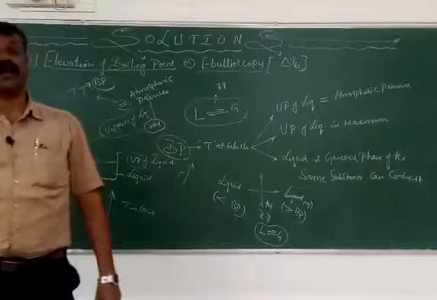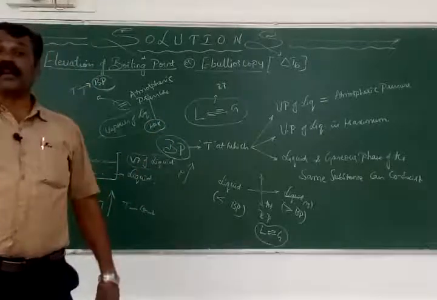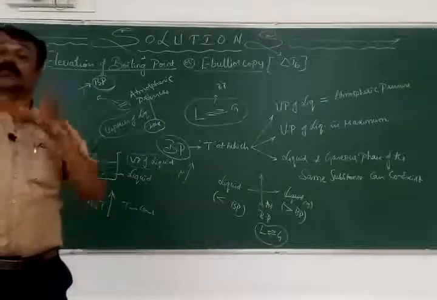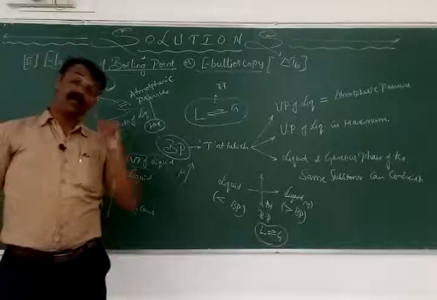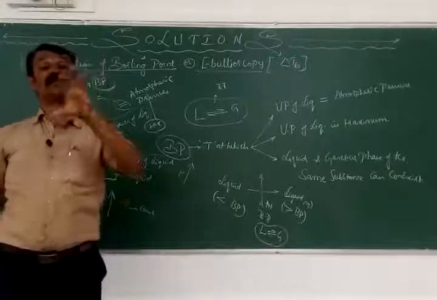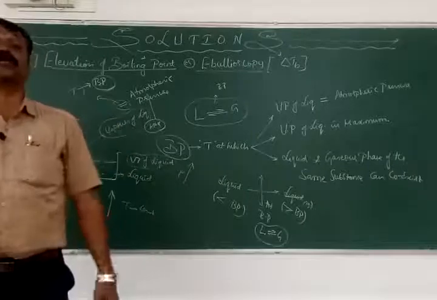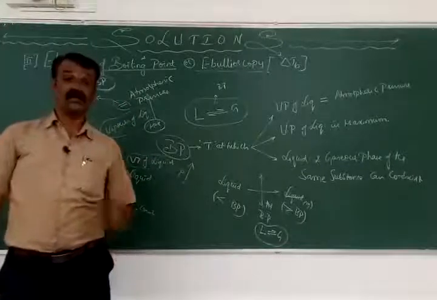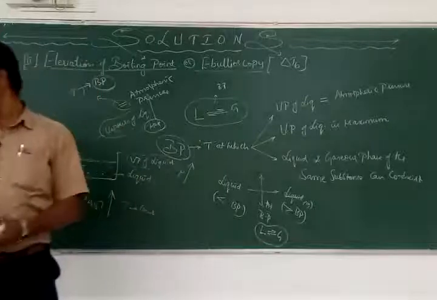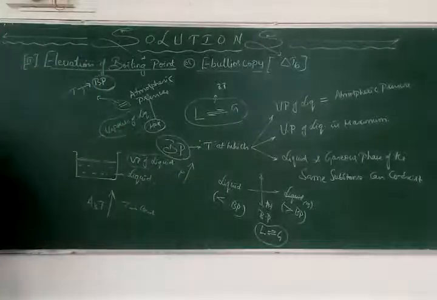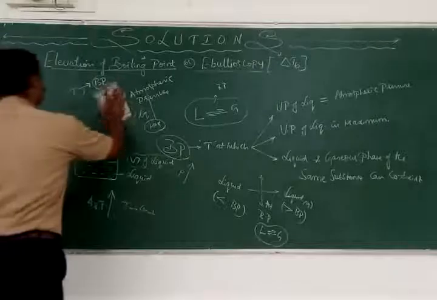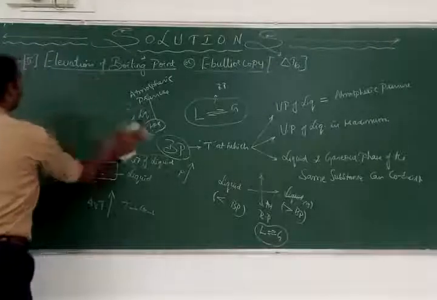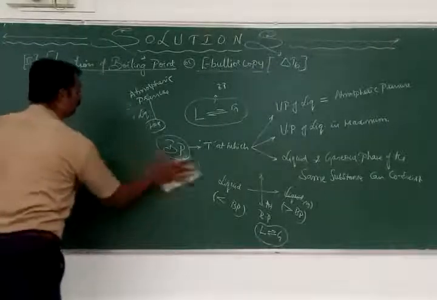Then what is the third one? It is also the temperature at which the two phases, the liquid and then the gaseous phases of the same substance, can coexist, and that particular temperature is also called as the boiling point. So these are the three definitions related to the boiling point.